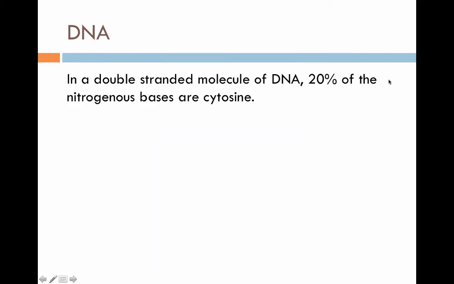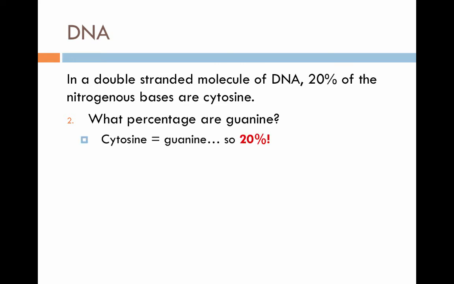Let's try another practice problem. In a double-stranded molecule of DNA, 20% of the nitrogenous bases are cytosine. What percentage are guanine? Okay, so we know that cytosine is equal to guanine, so if cytosine is 20%, that means guanine must also be 20%.